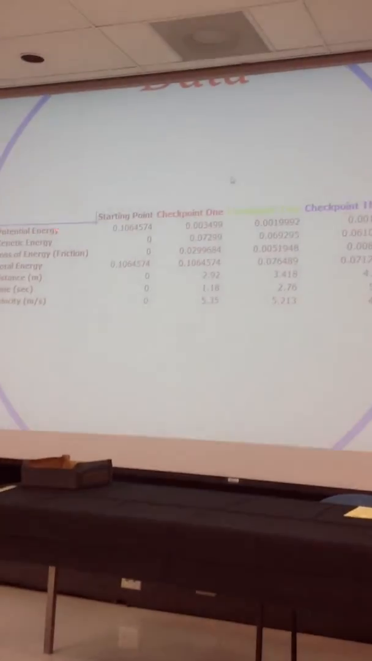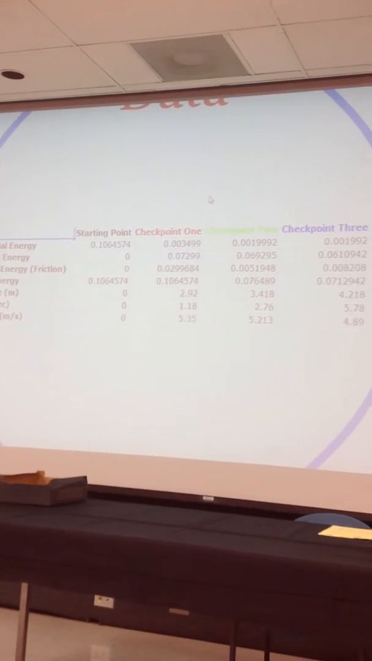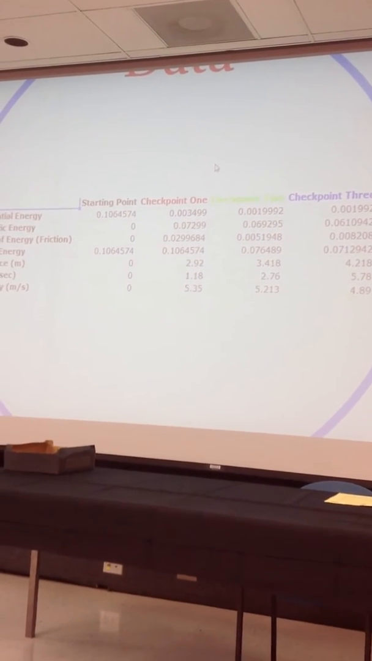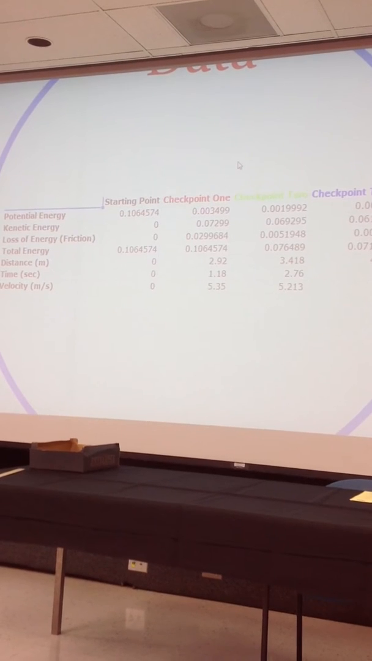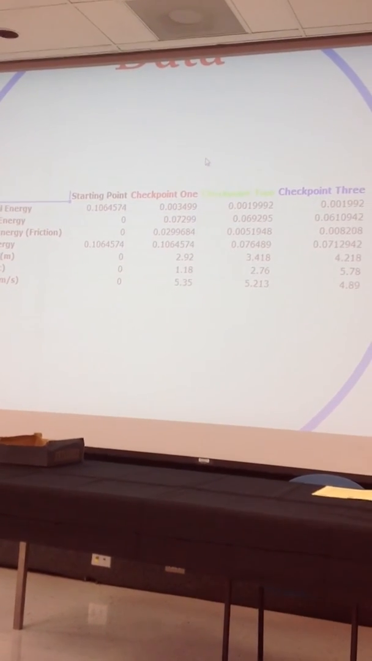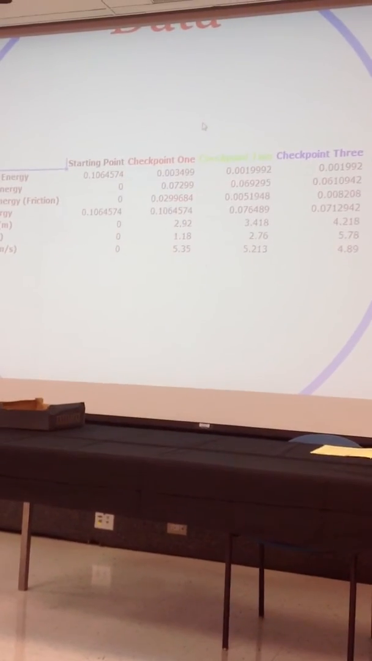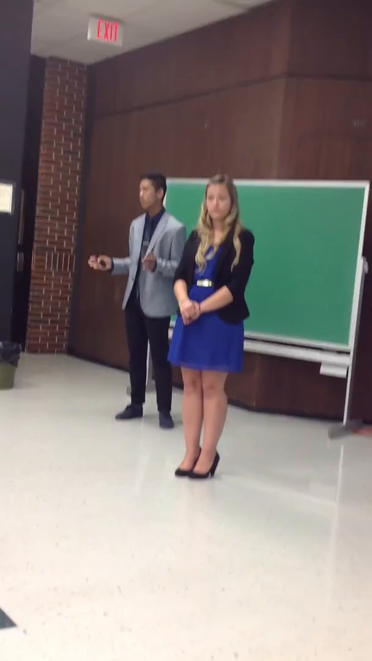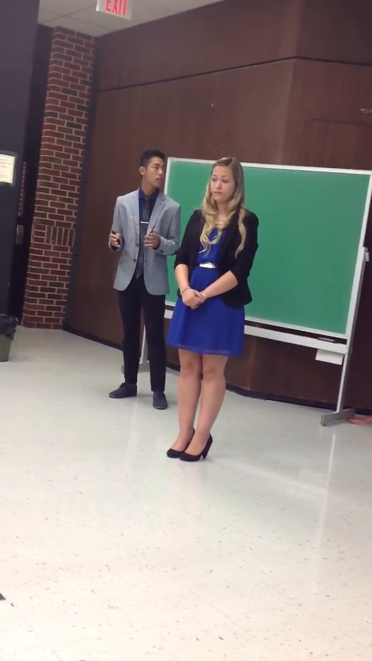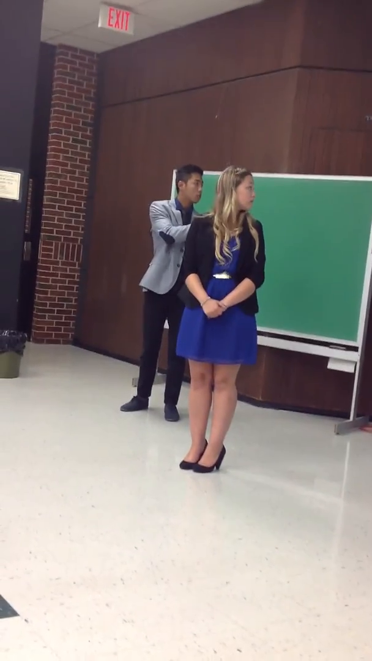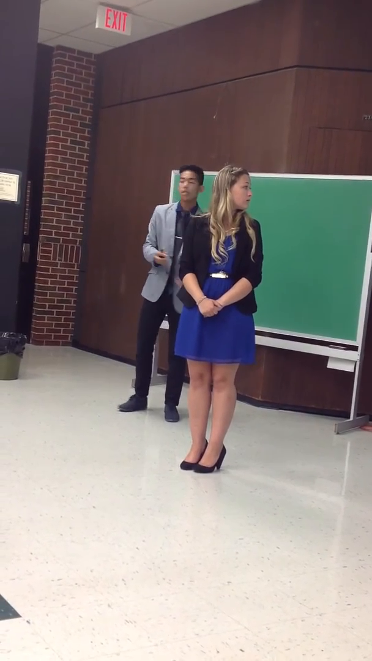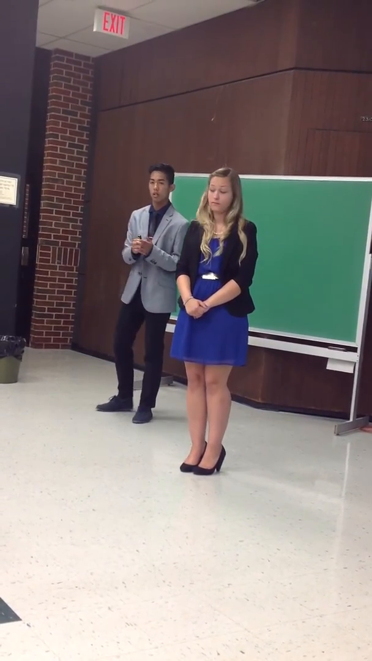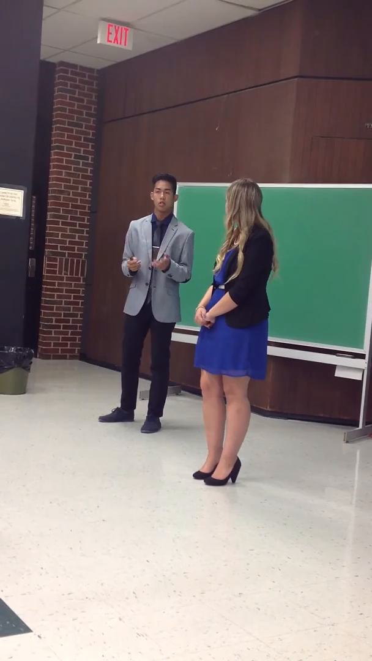And you see right here, potential energy from starting point to checkpoint 3 is slowly decreasing. As for kinetic energy, from starting point to checkpoint 1 there's a huge amount of energy gained, but from checkpoint 2 to checkpoint 3 it's slowly losing. As for the loss of energy, you can see that it loses a huge amount from checkpoint 1 to checkpoint 2 due to the distance and the marble it happens to encounter. But from checkpoint 2 to checkpoint 3, it keeps at a constant rate because nothing special is occurring, but the conversion of energy is still in place.